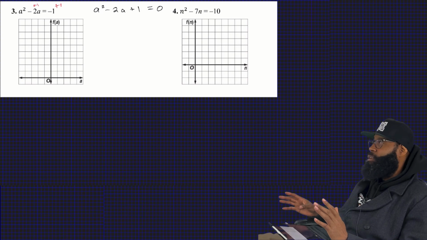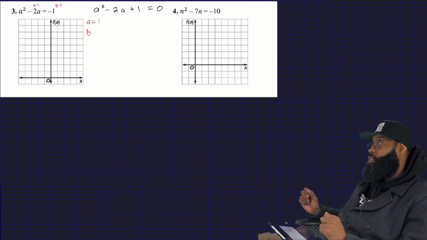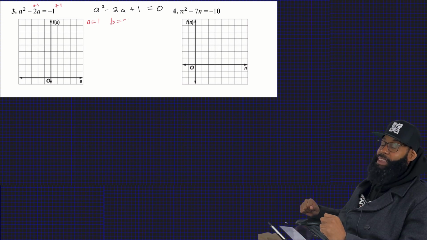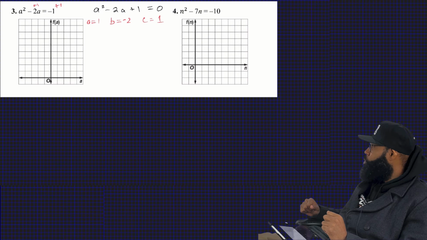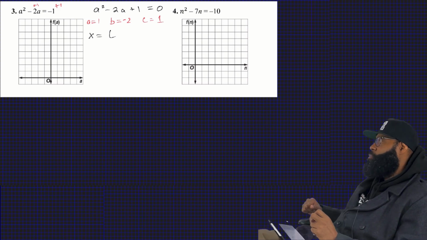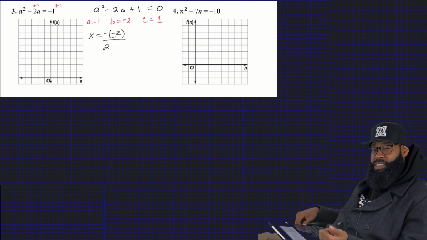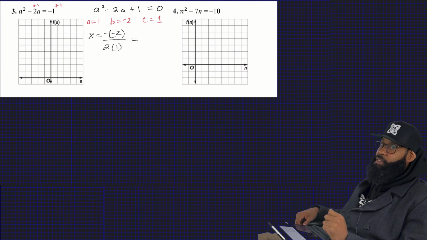We can't do this unless our quadratic equals 0. So we added 1 to both sides because adding 1 to the right side gets rid of that -1, makes it 0. So now our quadratic reads a squared minus 2a plus 1. My a is equal to 1, my b is equal to -2, my c is equal to 1. So even though this quadratic has a as its variable, it still has an a, b, and c, right?